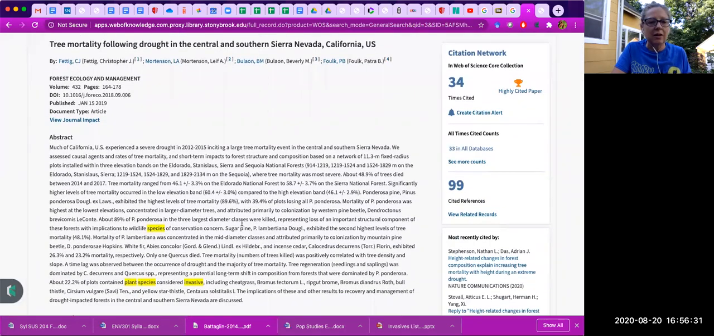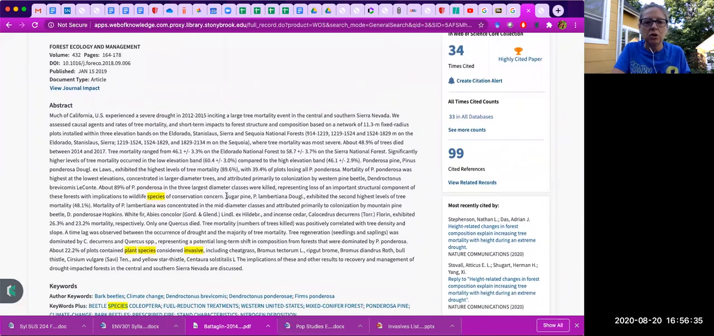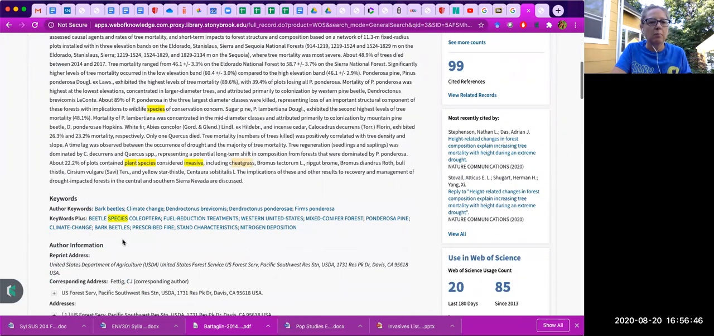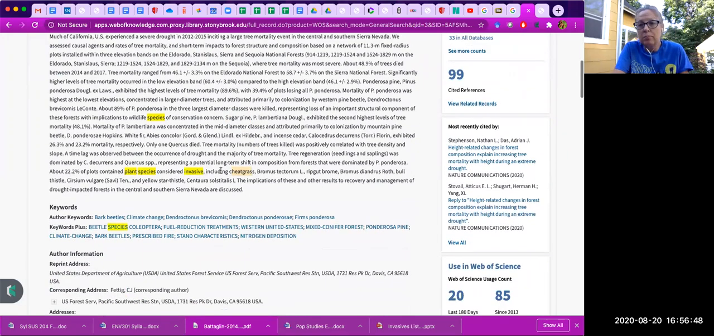So let's say that we read this paper and we want to talk about sugar pines, because what a great name. Aren't they sweet? I think I'm funny. You don't have to laugh at me. I will never know. And cheatgrass. Okay, bad students to cheatgrass. Beetle species. Okay, this is a good paper, a great ecology paper.